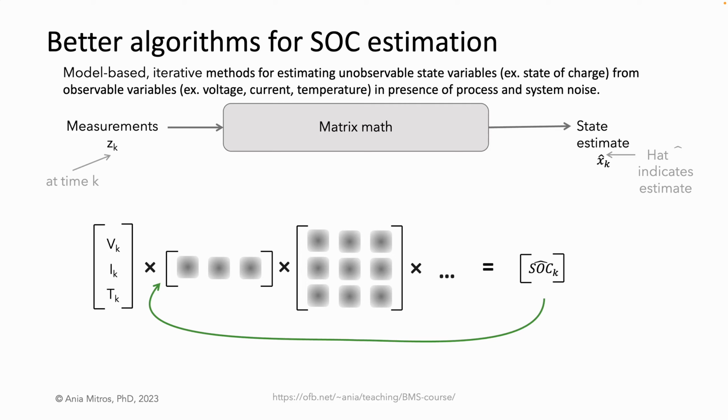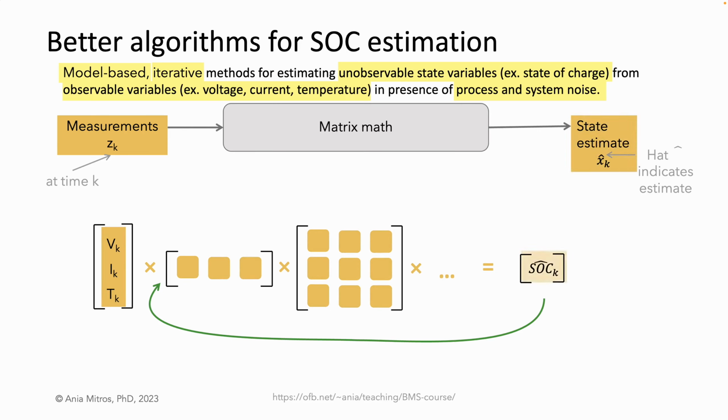Better algorithms for state estimation are model-based, iterative, and involve matrix math. These methods estimate unobservable state variables, like state of charge, from observable variables, like cell voltage and battery pack current. These methods work in the presence of noise or measurement errors. You can think of them like this. Measurements at time k are the input. For a BMS, these might be the voltages, temperature, and current at time k. Then, a bunch of matrix math happens and out pops the state estimate, such as state of charge.